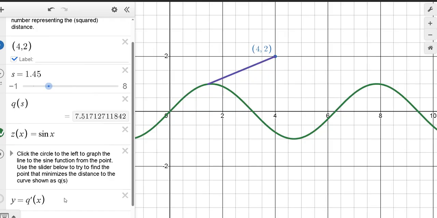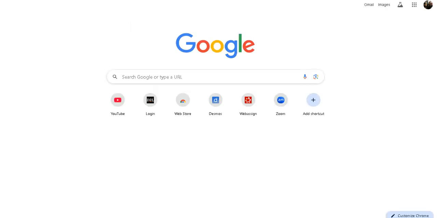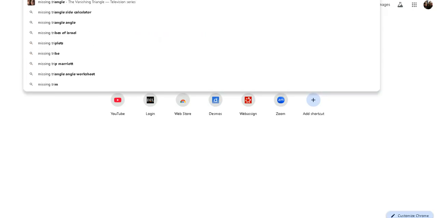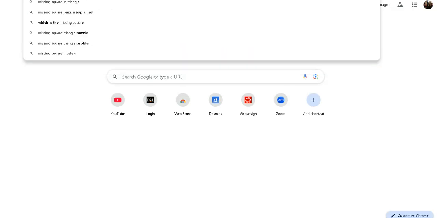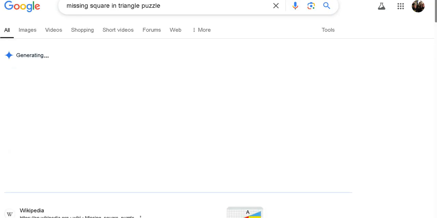I do have an example of something like that where the picture is completely misleading. It looks like you manufacture something out of nothing. I can't put my hands on that right at this second. It's kind of cool though. Let me see if I can just Google it. Missing triangle or missing square in triangle puzzle. Yeah, here we go. Right here.